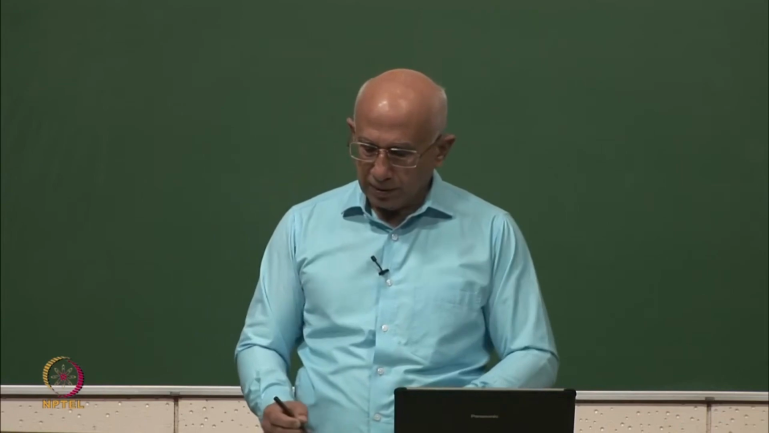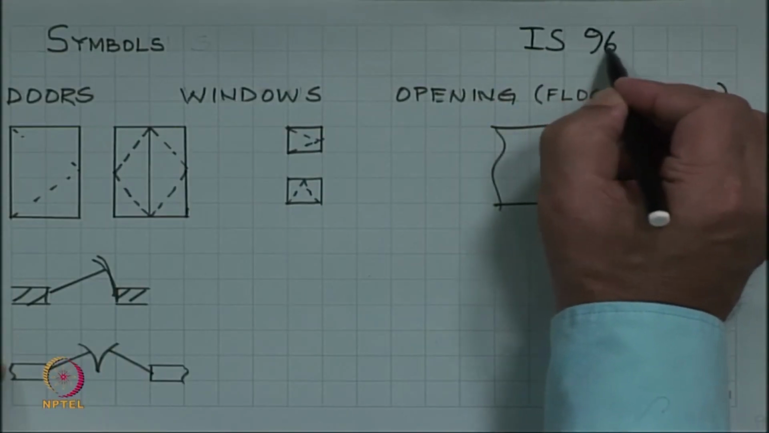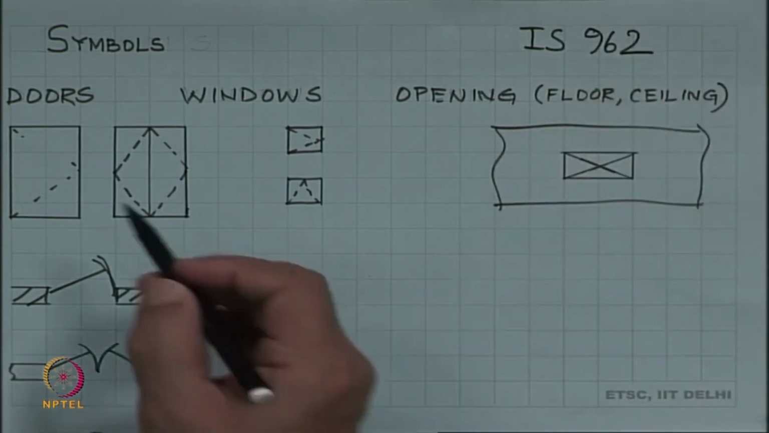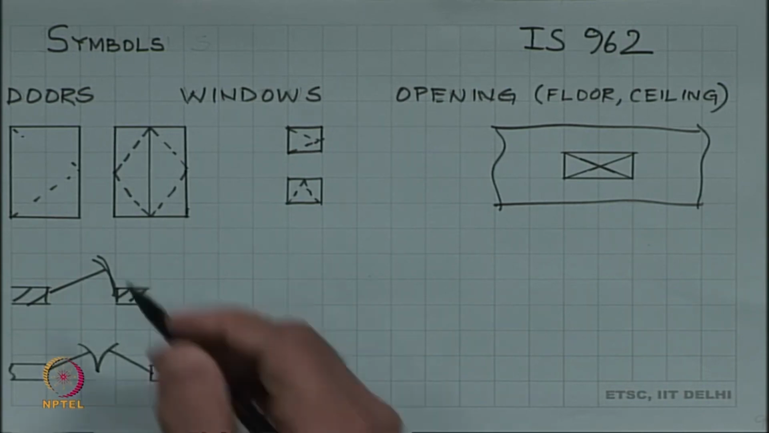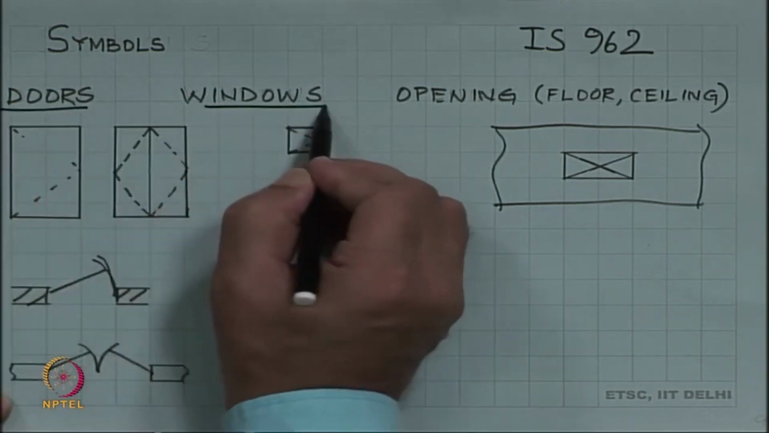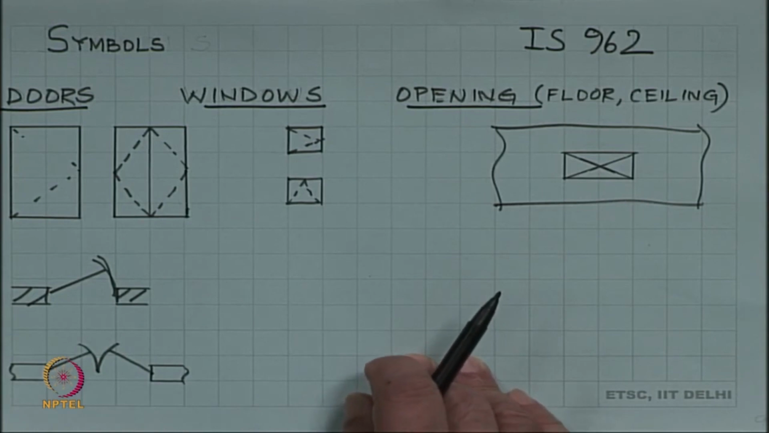So, here are some symbols, and all of these are taken from IS 962, which we will make available, and we will also compile all the required symbols for this course and make it available on the course homepage. So, we look at doors, windows and say openings. This is one set of symbols.